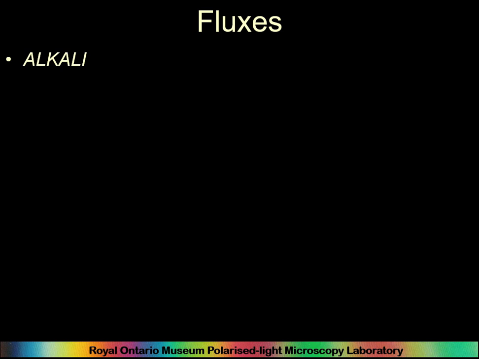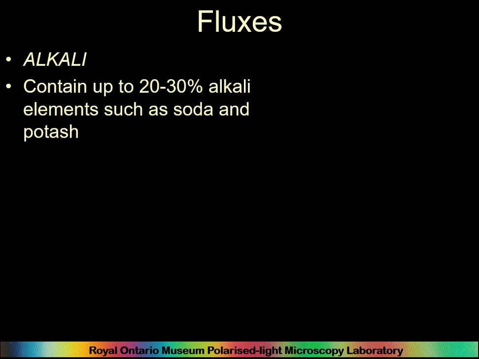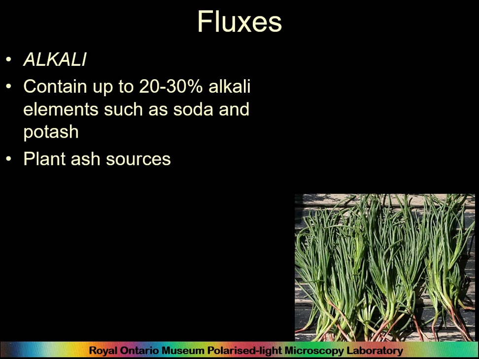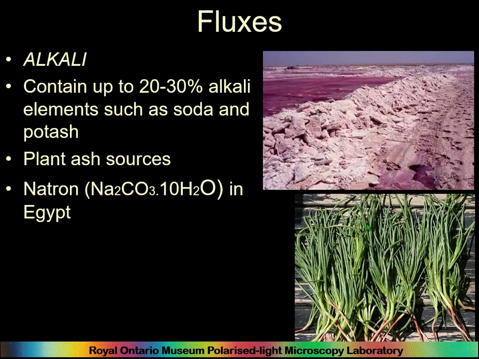So another important group are the alkali fluxes, containing up to 20 to 30% alkali elements such as soda and potash, and will include plant ash sources. So these are halophytic plants that like salt, grow in the Middle East a lot, but you can make it out of other, say, coastal plants. And you can also make it out of the mineral natron, although it tends to just be in Egypt. There's a lot of natron there.